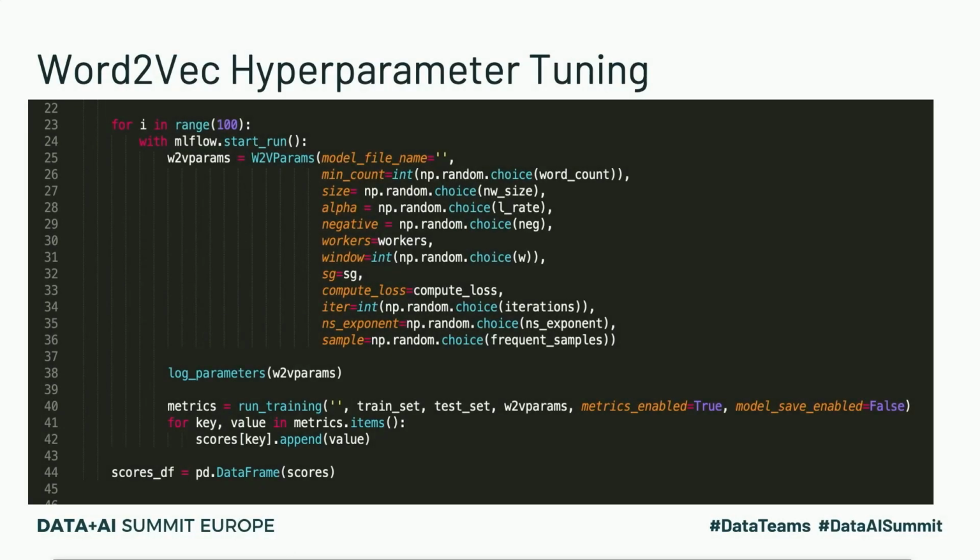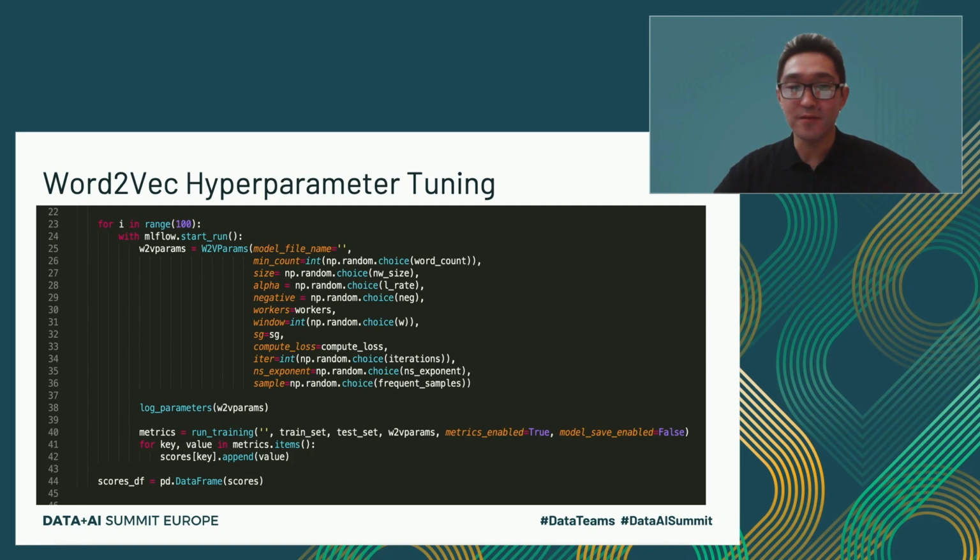Here an example of integrating ML4 in the source code is shown. On the 24th line, ML4 is started and parameters are logged on the 30th line. Evaluation metrics are logged inside the function, named run training function.